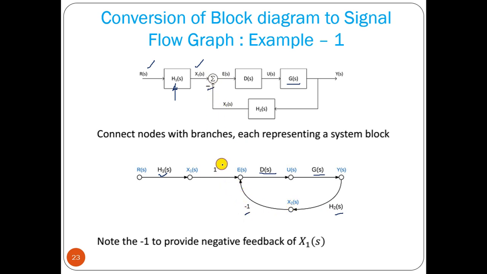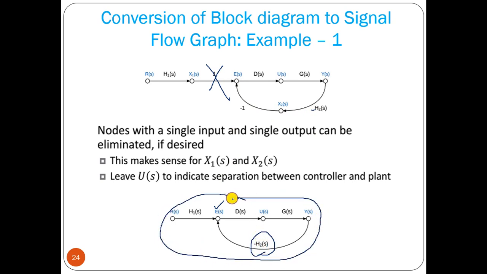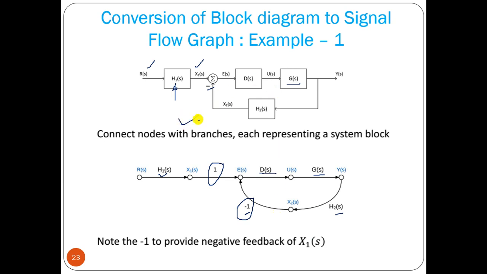Now this 1 and -1, we can neglect. How can we neglect that? This 1 we can drop. So X1 and E(s) both can be the same node, and here this one we can take as connected directly to E(s). The -1 we can take as this value here, -H2. So this is the final signal flow graph of this particular block diagram. We can convert that very easily.